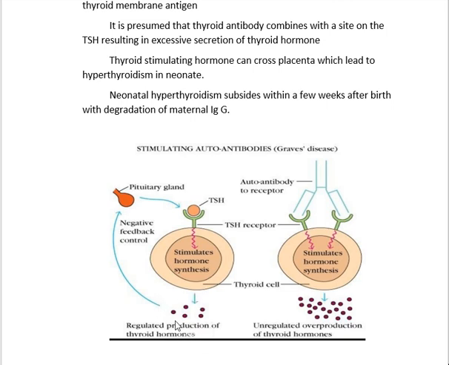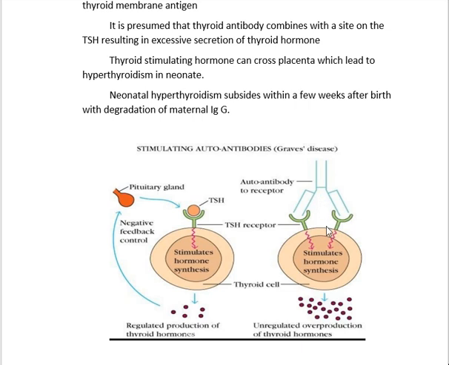And if they are in excess, this is going to have a negative feedback and tell the pituitary gland to stop the thyroid stimulating hormone. In general, this is what is happening. But in the stimulatory reaction, what is happening is, especially in Graves' disease.